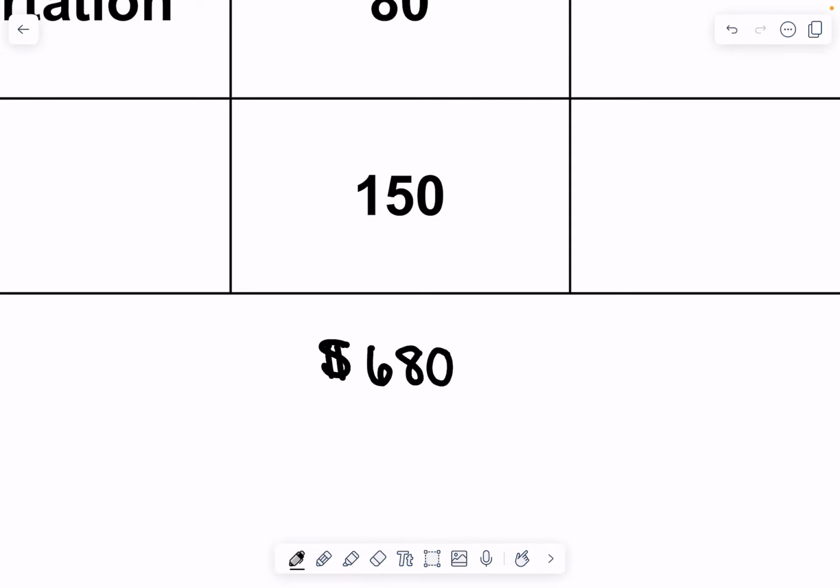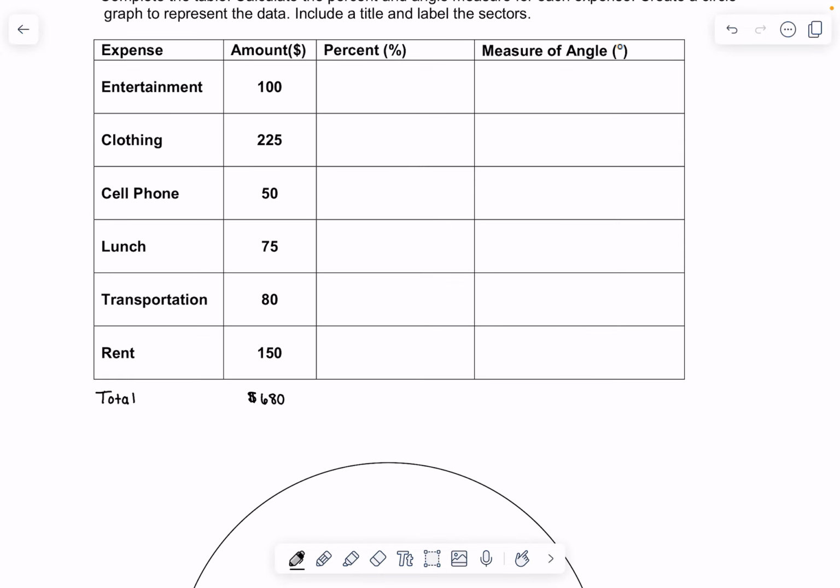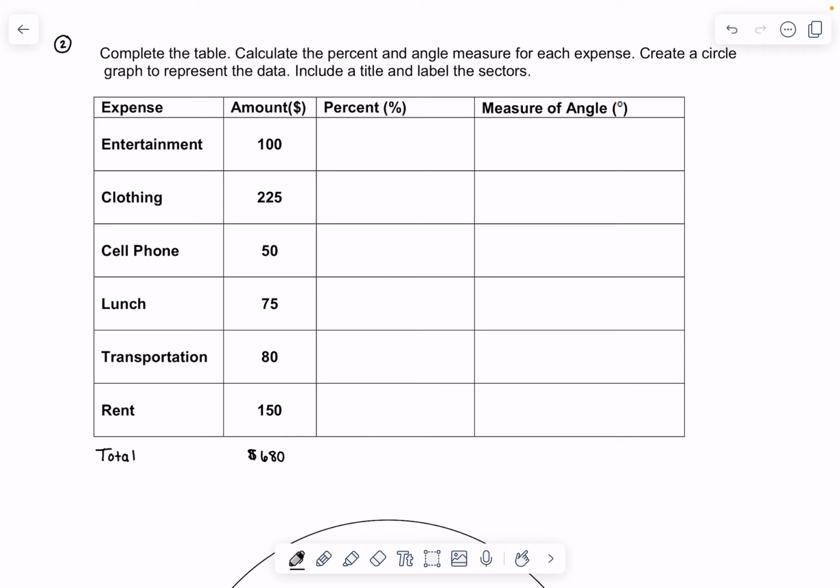Now I'm getting that my total is $680. When we are finding the percent for John's budget, we are going to take the amount divided by the total, and to get the percent, we're going to multiply by 100. I get a little bit overwhelmed by that. So if you would like to just do amount divided by total, you're going to get a decimal that we can easily turn into a percent.